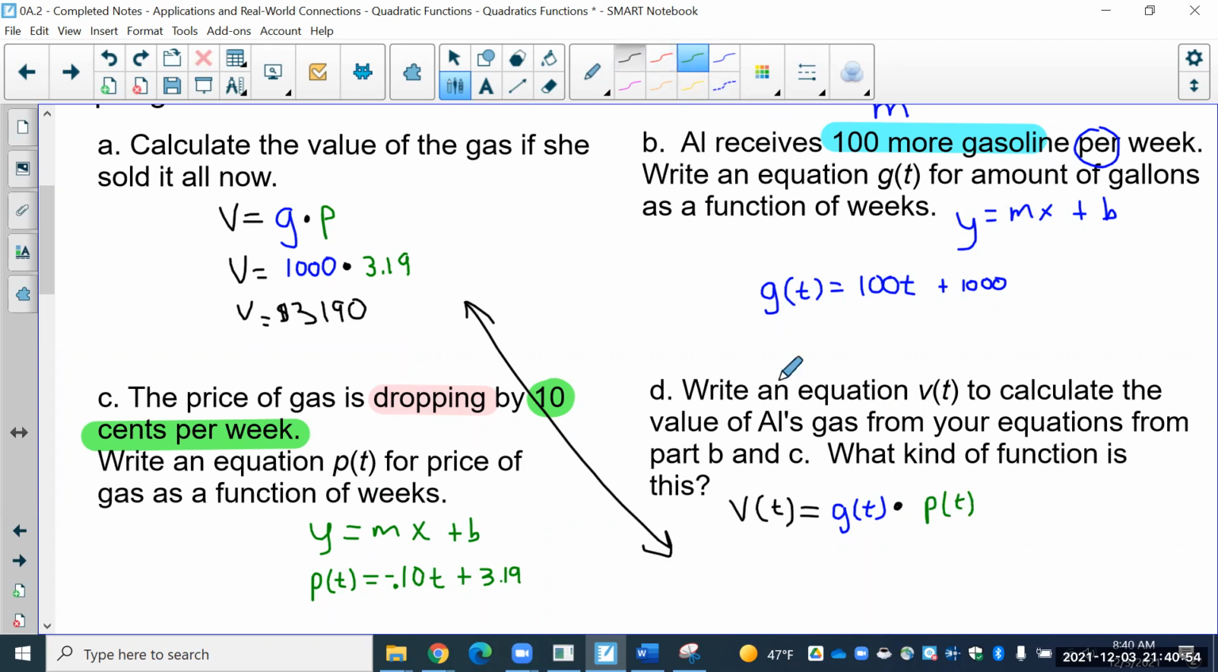All right, and so when I fill that in, V of T is now going to be equal to 100T plus 1,000. I just got that from right above, right?